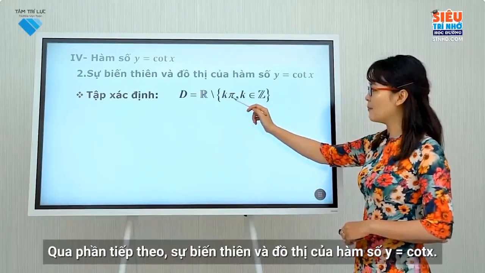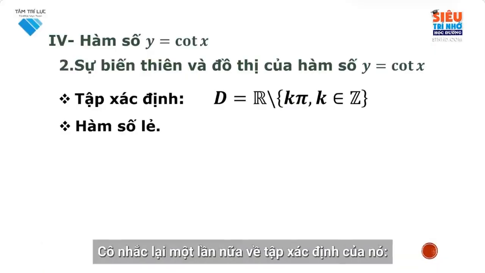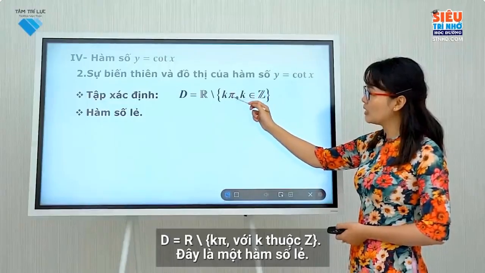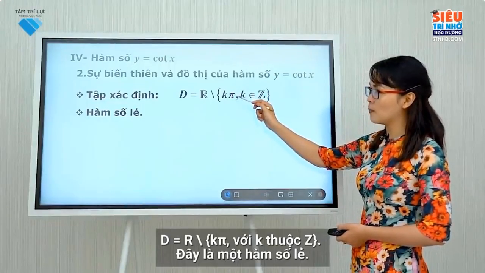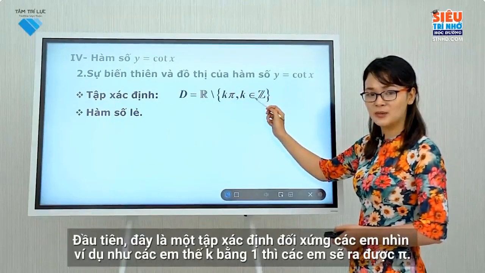The next part is the variation and graph of the function y equals cot x. Let me remind you of the domain of this function: D equals R excluding the set k pi, where k is an element of Z. This is an odd function. First, this is a symmetric domain.